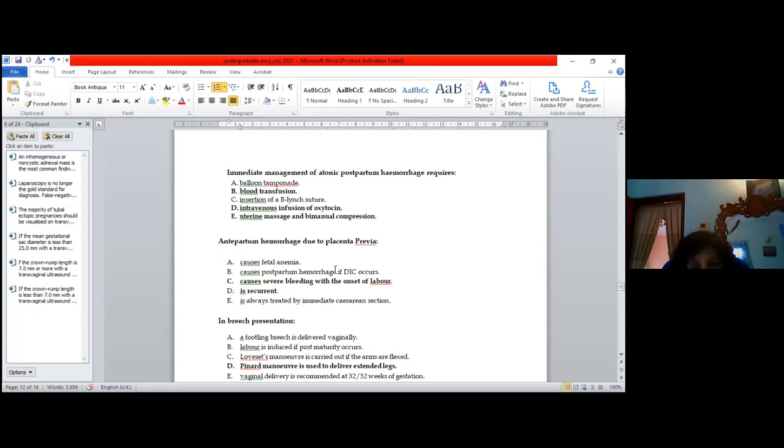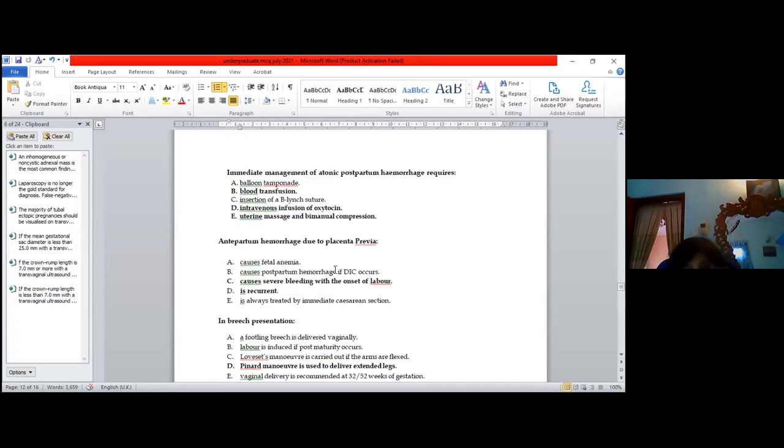Causes severe bleeding with onset of labor. Yes, it's because it starts recurrent bleeding with the formation of the lower segment. In the formation of the lower segment, the uterus stretches. Then there's some separation of the placenta, but the greatest separation occurs with the onset of labor, and then she will start severe bleeding when the placenta begins to separate.